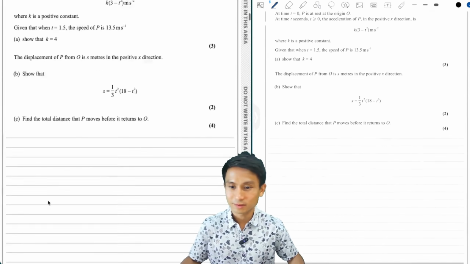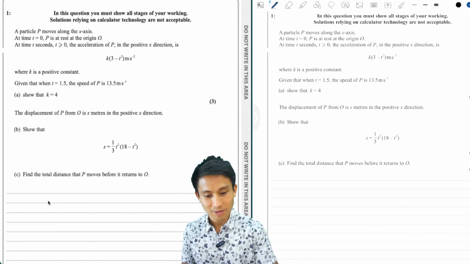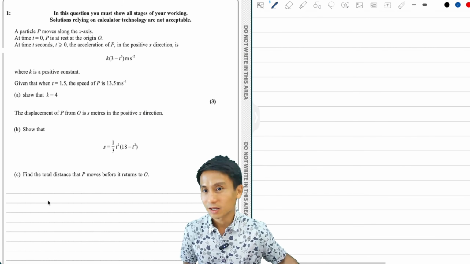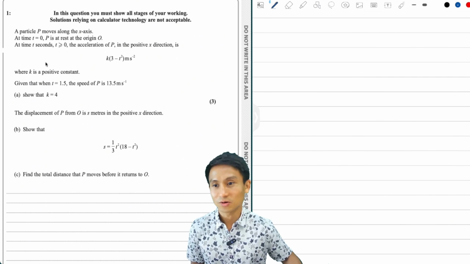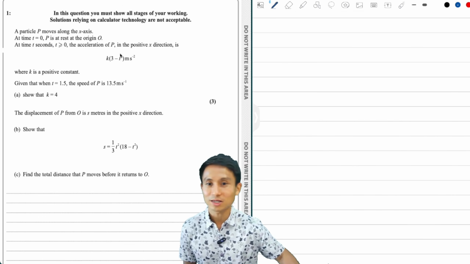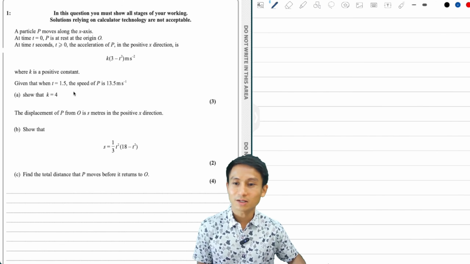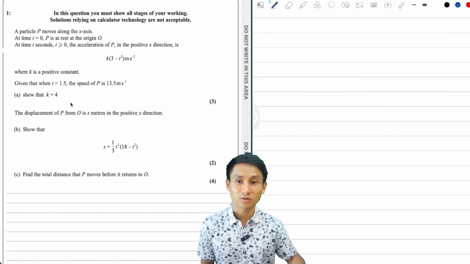Number 1. What do we have here? This is kinematics. So a particle moves along the x-axis. At time t equals 0, P is at rest at the origin. At time t greater than 0, the acceleration of P in the positive x direction is that, where k is a positive constant. Given that at t equals 1.5 the speed is 13.5, show that k equals 4.